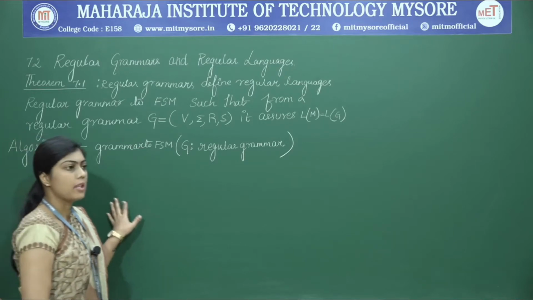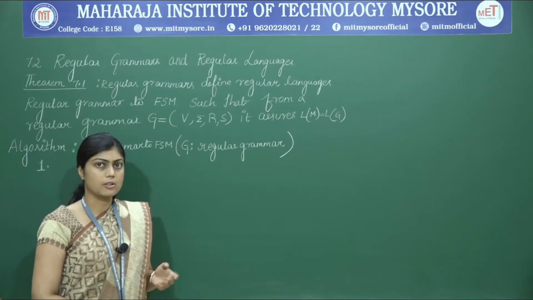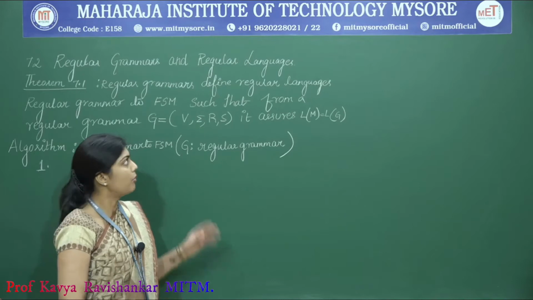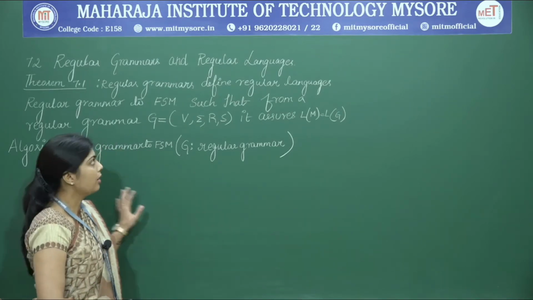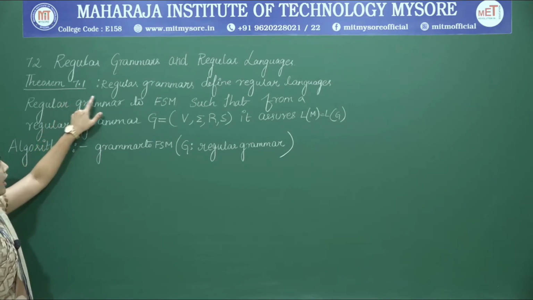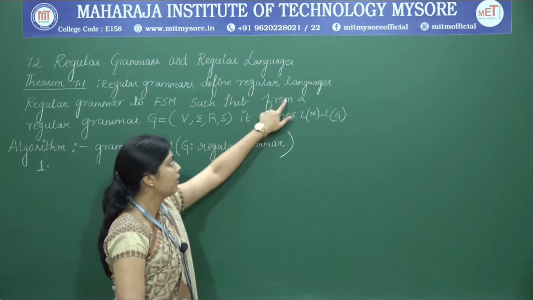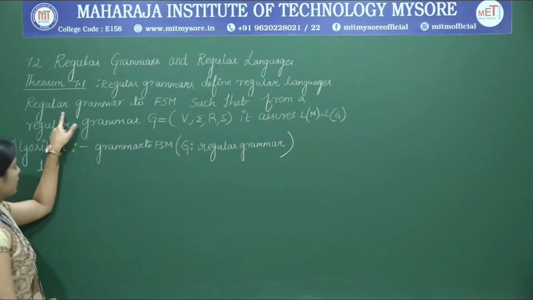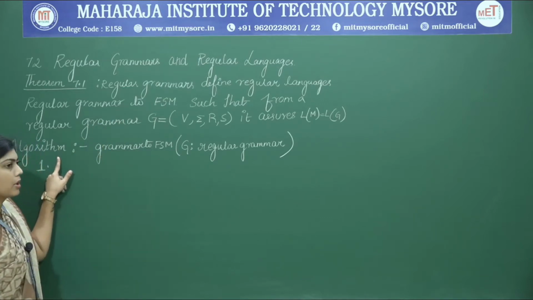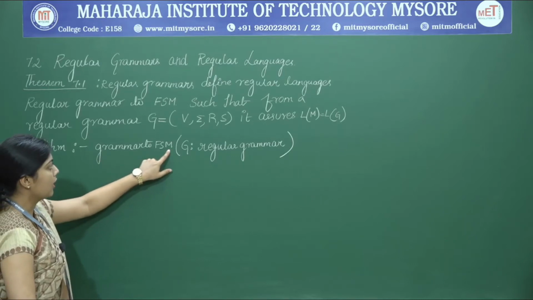Regular grammars, as I told in the previous class, result in regular languages. These regular languages are nothing but the strings that are formed from the rules of the regular grammar. So, we will go to Theorem 7.1, and it says that regular grammars define the regular languages, and the regular grammar to FSM conversion is given by a particular algorithm, called grammar to FSM.